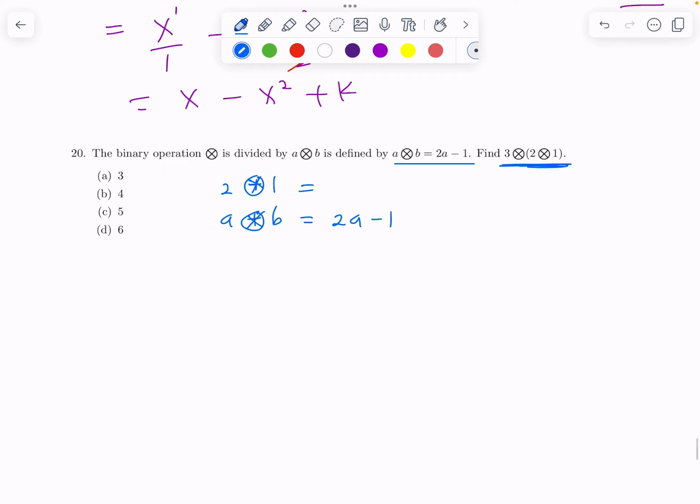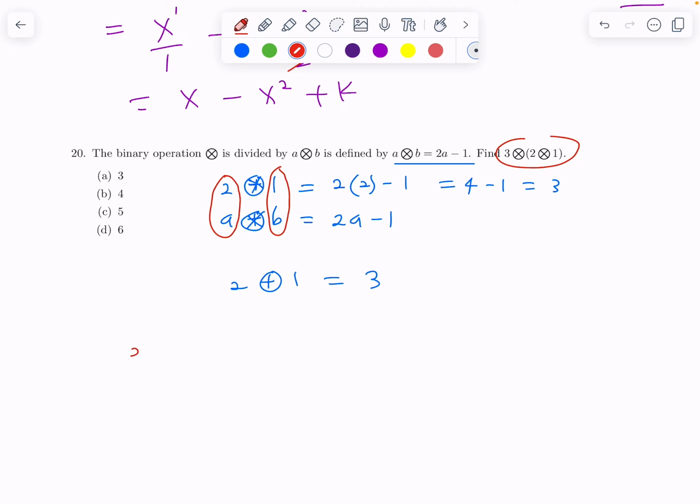So if you compare these parts, my a is going to be 2 and my b is going to be 1, right? So this is just going to be 2 times, what is my a? My a is 2, minus 1. So this is going to be 4 minus 1, which is 3. So that means 2 operates 1 is going to be 3, right? But I want to simplify. This is my goal. I want to simplify 3 operates all that. So I have 3 operates 3, right? How am I getting 3? Because 2 operates 1 is already 3, right?